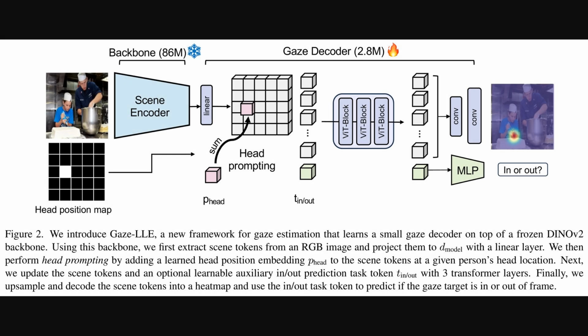And this diagram shows us the architecture of that new Gaze-LLE model. On the left, the model takes the full scene image and feeds it into the frozen DINOv2 backbone. This backbone acts as a powerful scene encoder, breaking the image down into a grid of feature tokens, which are like small packets of information. Then comes the key innovation, head prompting. The model adds a special learned position signal, only to the tokens that represent the person's head. This combined information then flows into the very small, trainable gaze decoder, which produces the final gaze heat map.